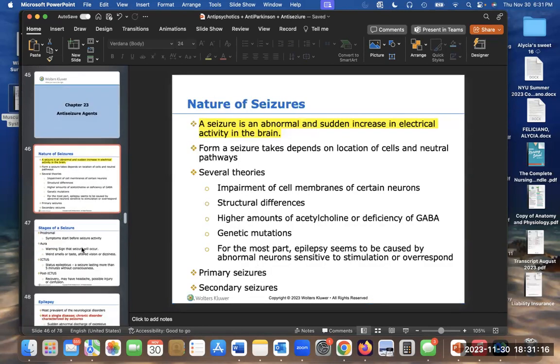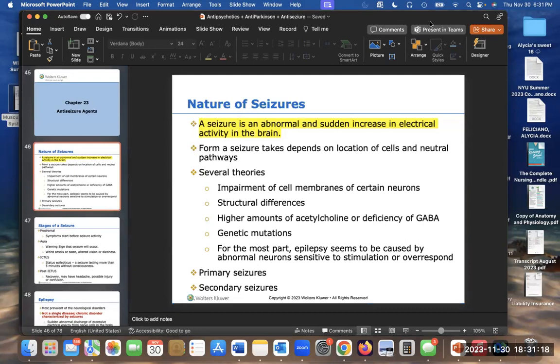But okay, the last thing is seizures. Now, with seizures, all I want you to understand is that it's an abnormal and sudden increase in electrical activity in the brain. Okay, so it's really stimulating your brain and producing more electrical stimulus than needed. So your brain sort of freaks out, and that's where the seizure occurs. There are multiple theories as to why, but nobody's 100% sure why a seizure might occur, especially depending on the type, right? They could be structural or impairments of the cell membranes and certain neurons, but regardless, there's a problem with the electrical activity and the neurons.